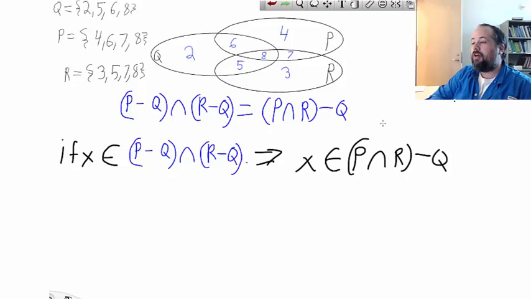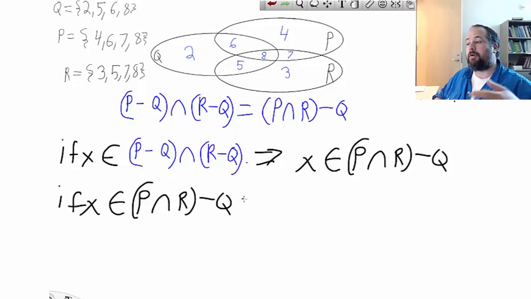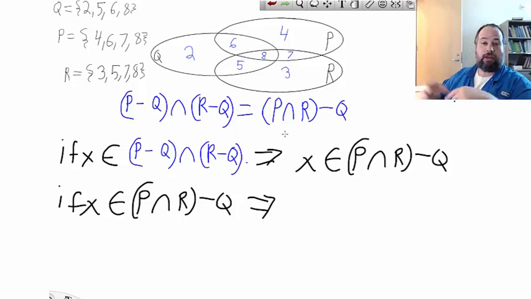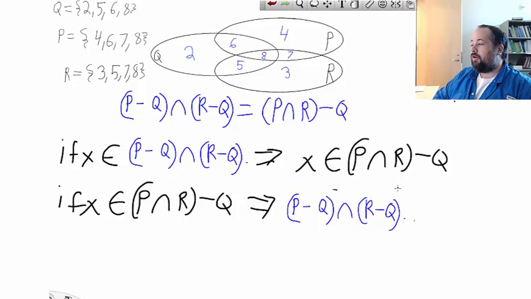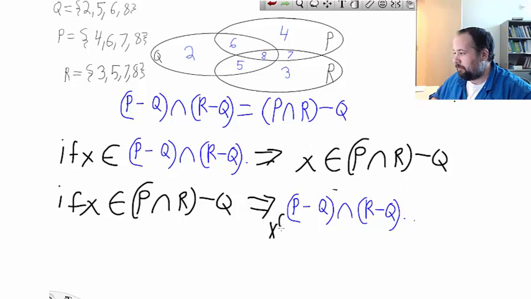The implication the other way, to draw a true element proof, we now need to prove if X is a member of P and R minus Q, then we need to prove it the other way. And again, it's pretty intuitive. X must be a member of P minus Q because it is a member of P and not a member of Q. X must also be a member of R minus Q because it is a member of R and it's not a member of Q. Therefore, X is also a member. Oh, I forgot to put that. I'm going to do a weird, but you get the idea.